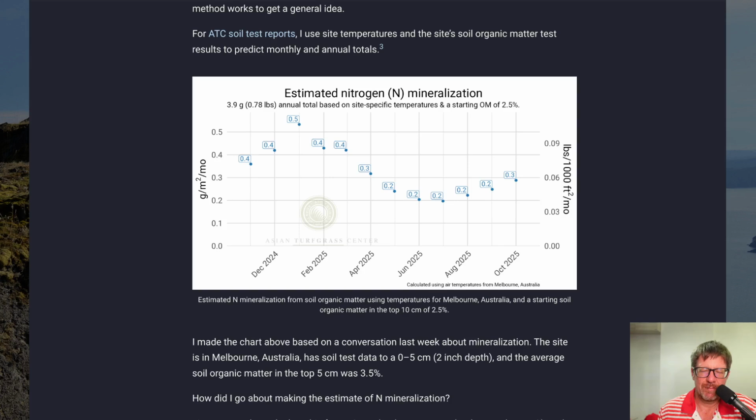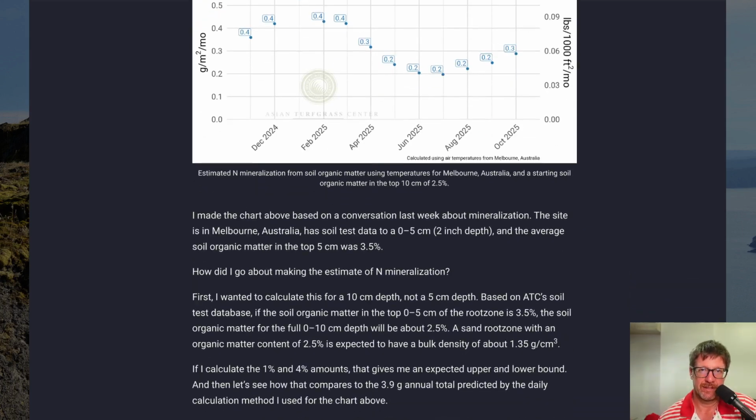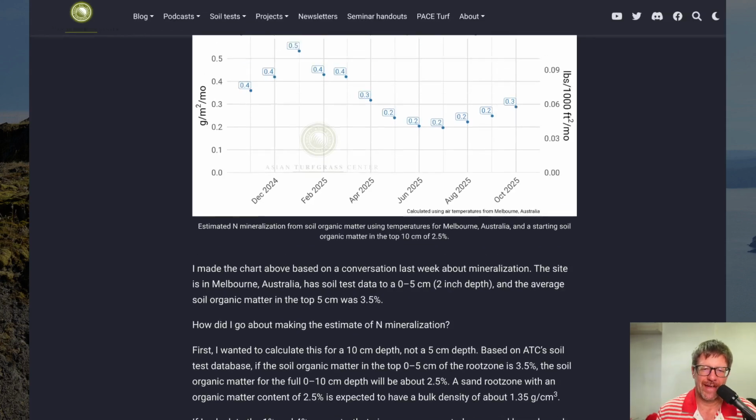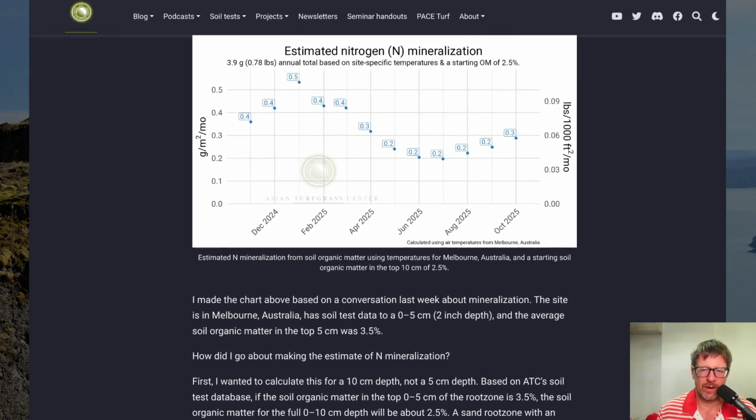But this type of estimate of how much nitrogen we can expect to be mineralized can be really useful when planning fertilizer applications and just trying to understand what's going on with the growth. I really like to measure the clipping volume and check how much the grass is growing. And if the grass is growing more than you expect for the amount of fertilizer that you've applied, you can also think of that as probably something going on with the mineralization that is leading to some of that increased growth. So that is a topic that comes up every now and again.